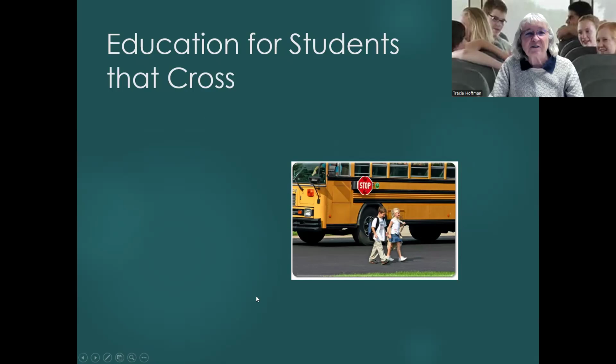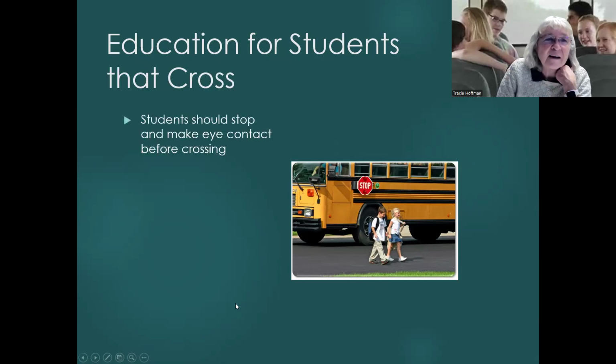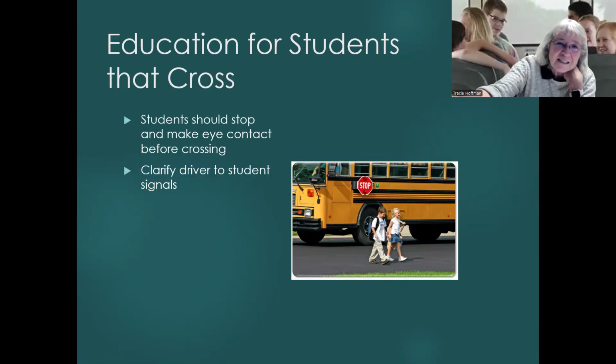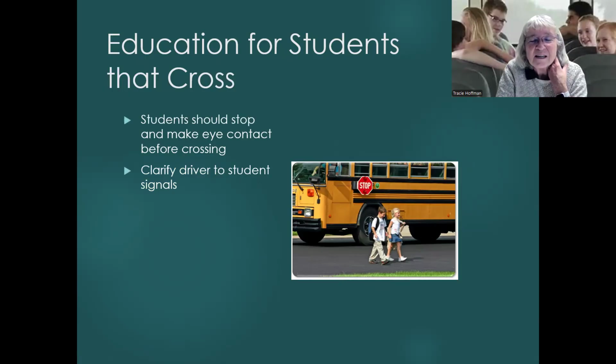Okay, education's for students that cross. We covered some of that. Students should stop and make eye contact with you before they cross. Make sure they know what your signals are. We try to use a thumbs up. Waving your hand to have the kids go across has oftentimes made the cars facing you think they can go. Thumbs up is a better option.